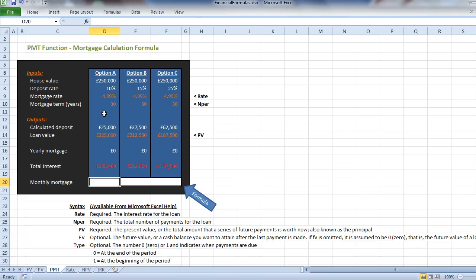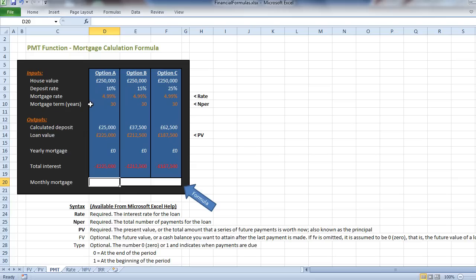So I've got a house I'm looking to buy. The price is $250,000, and in option A, I'm going to put a 10% deposit down. Okay, so I'm only going to borrow $225,000. So that's the amount of the loan. That's important. The cells in orange here are the cells which are relevant to the formula or function we're going to use.